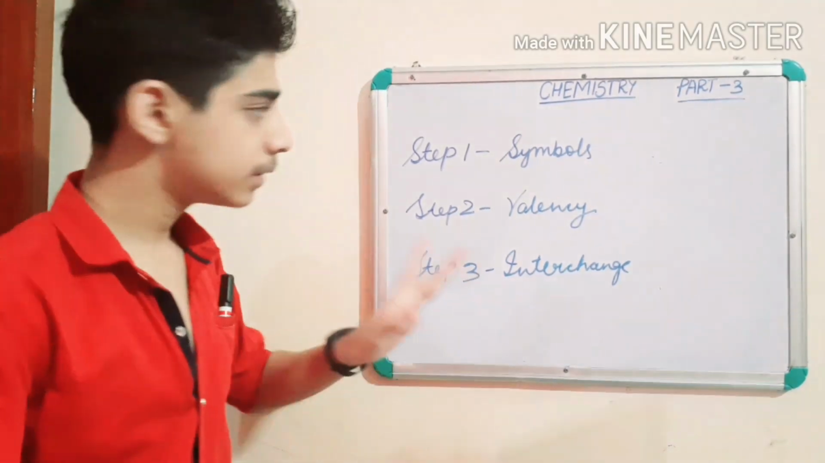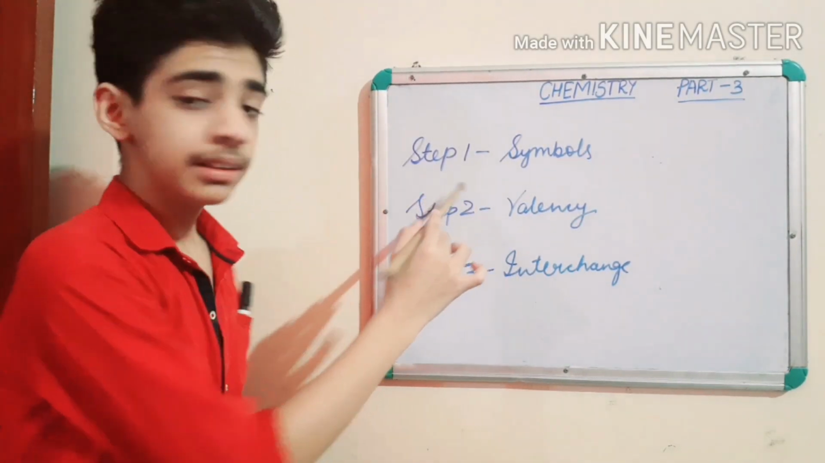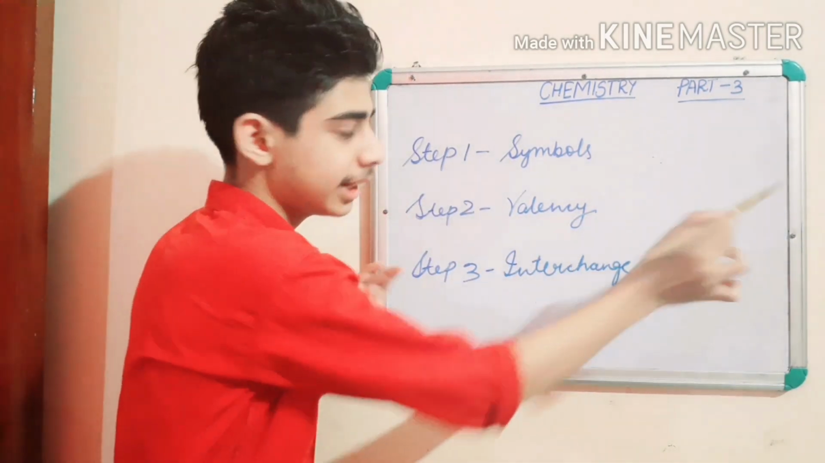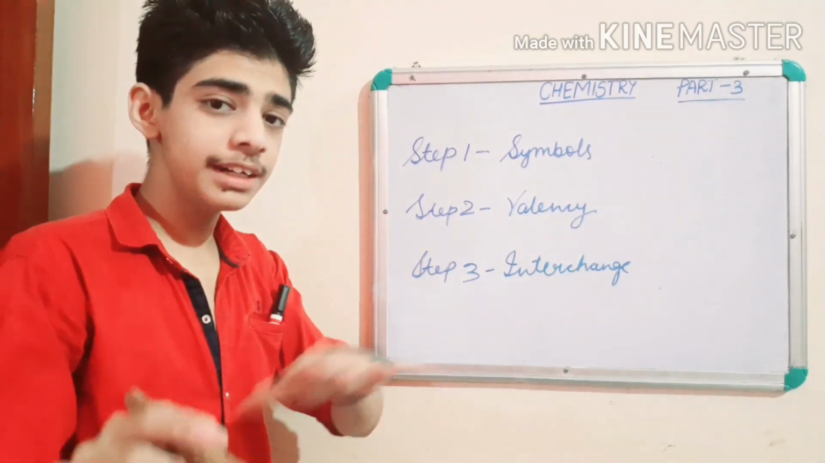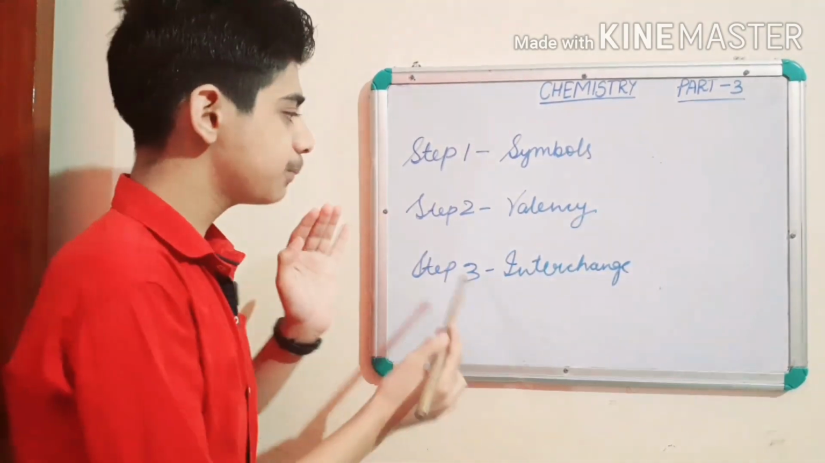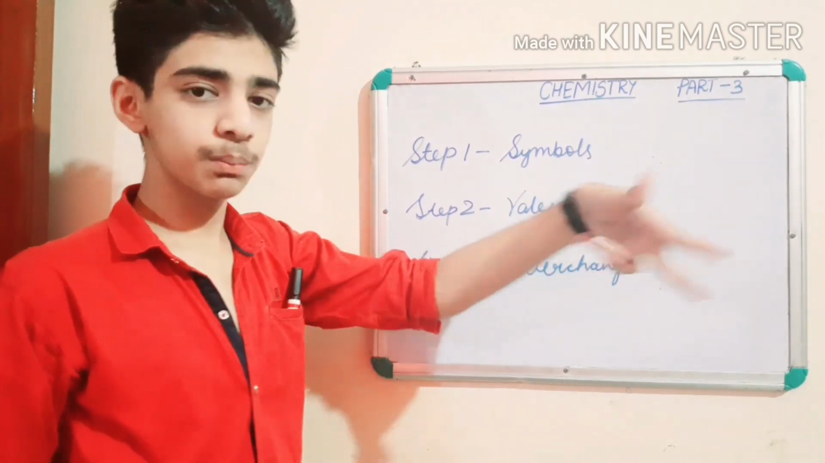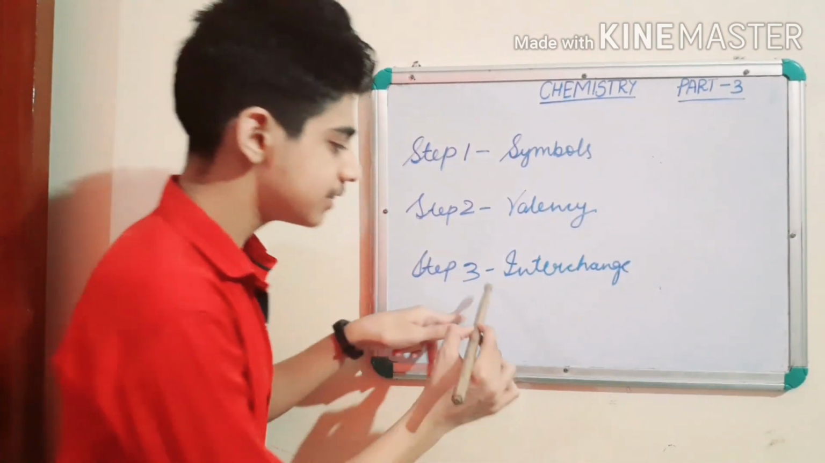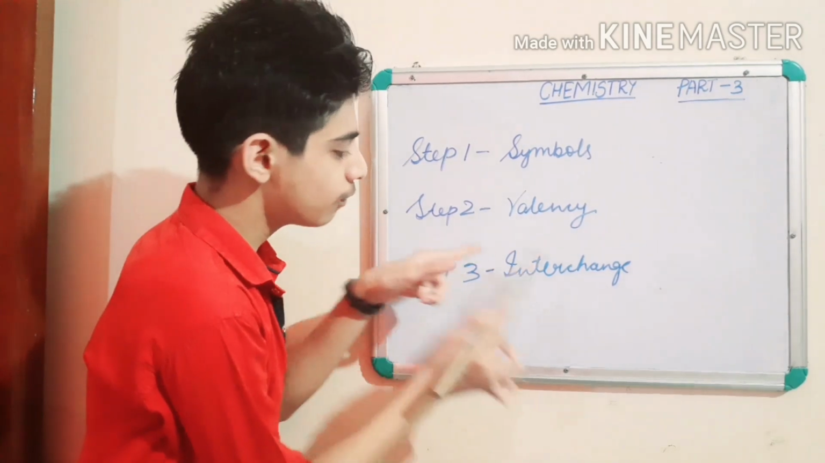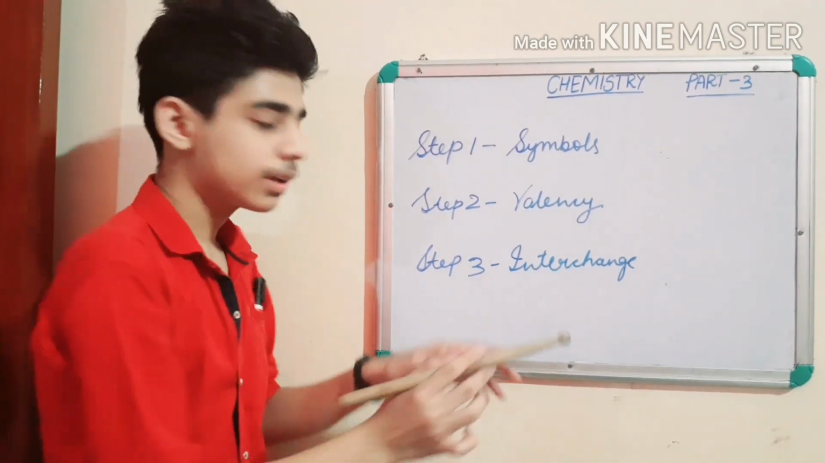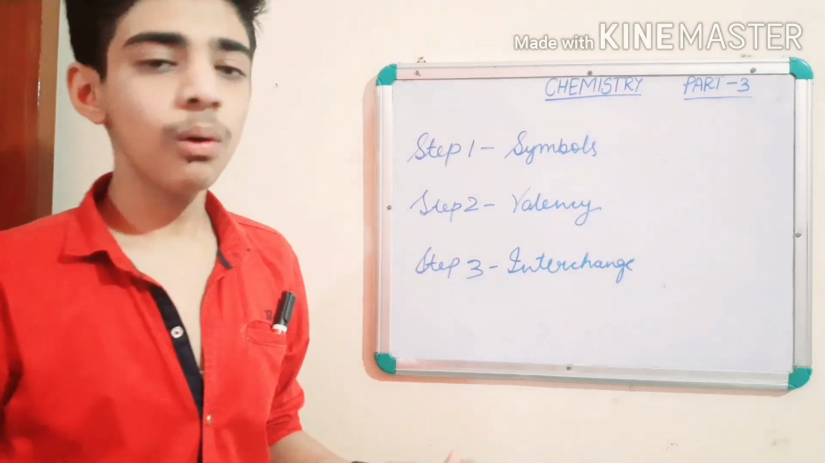A quick review. See here. Step 1, symbols. Write the symbols, positive on the left side, negative on the right side. Step 2, valency. Put the valencies on top of the side, plus 1, plus 2, plus 3. And step 3, interchange the valencies. The positive goes to the right side and the negative comes to the left side. Okay, so this is a quick review of all the steps.